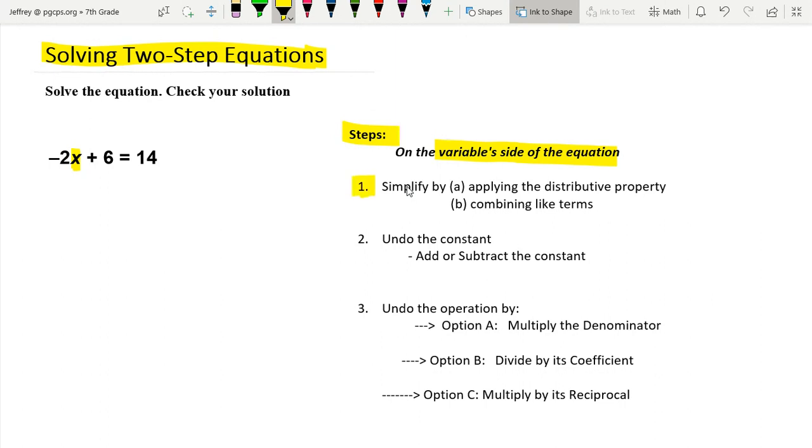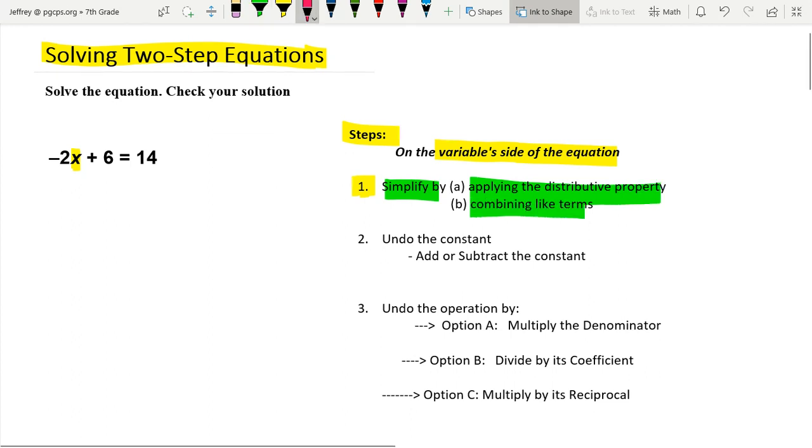First step is to simplify. Simplify is either by applying the distributive property or combining like terms. When we see a number outside the parentheses just like this, that's when we apply the distributive property. That means we multiply 5 into x, and multiply 5 into 3.